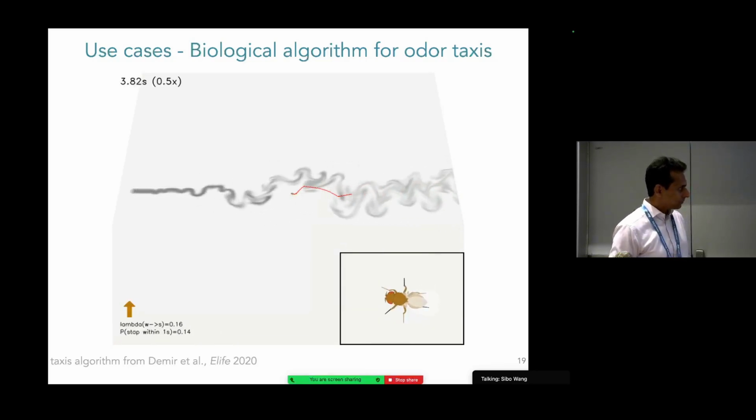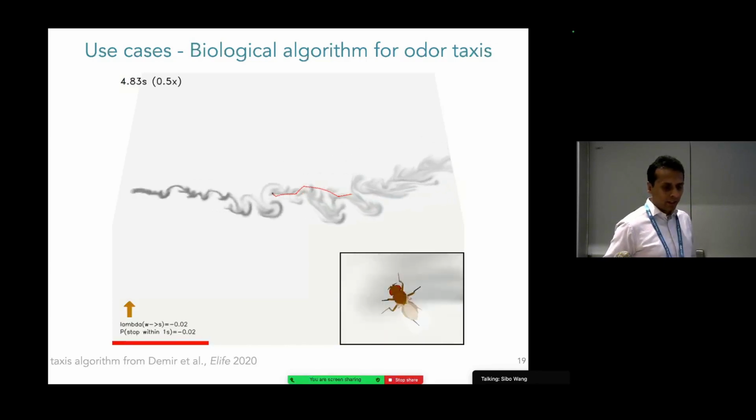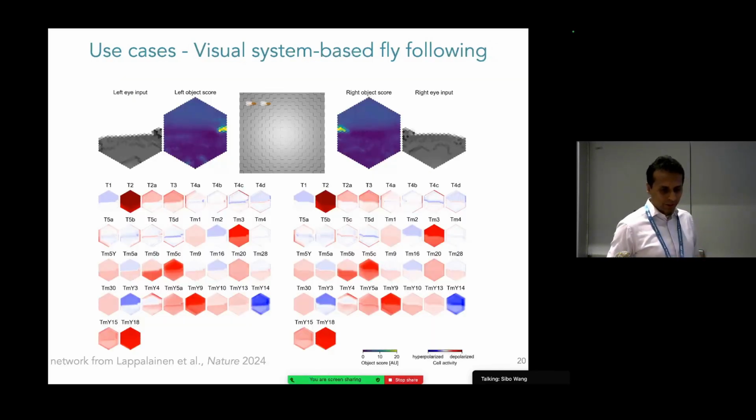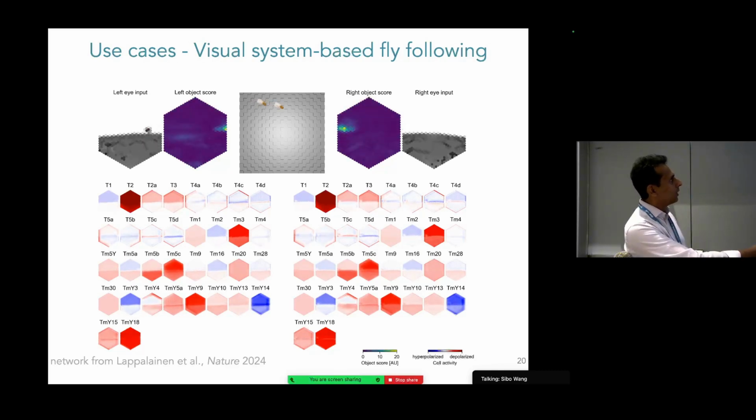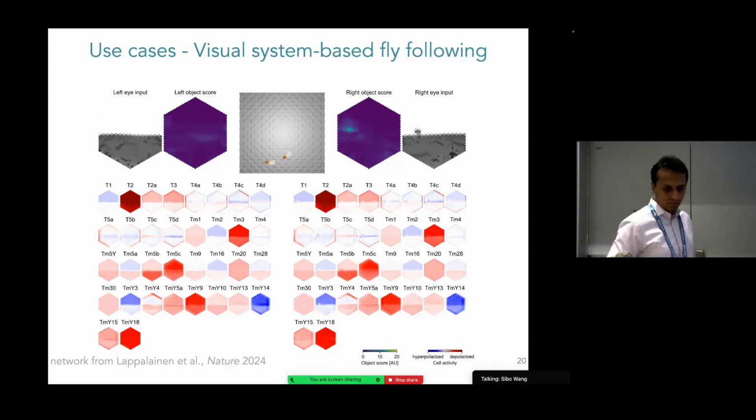And finally, it's great that Srini just walked in. We take the Lenin model of the visual system and use it for our fly to track the other fly through a rugged terrain. So here we can see the left eye input, right eye input, and the activity patterns across an array of different sets of neurons.